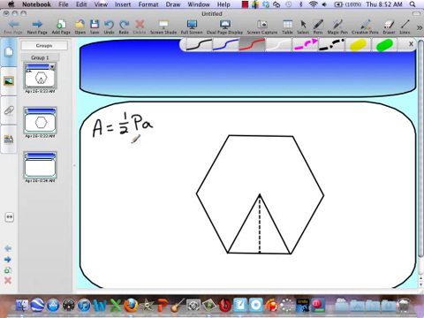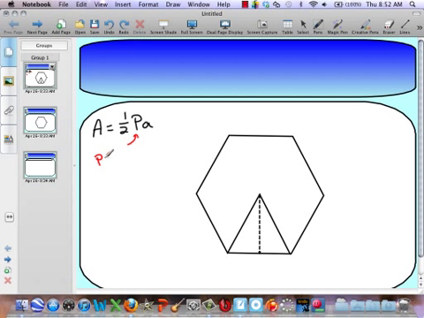The P represents the perimeter of the polygon. The A, on the other hand, represents the apothem. And we talked about that a little bit earlier last week. So the apothem is basically from the center of the polygon and is perpendicular to the side of the polygon. We call that the apothem.